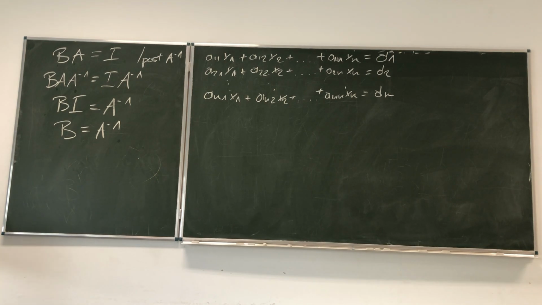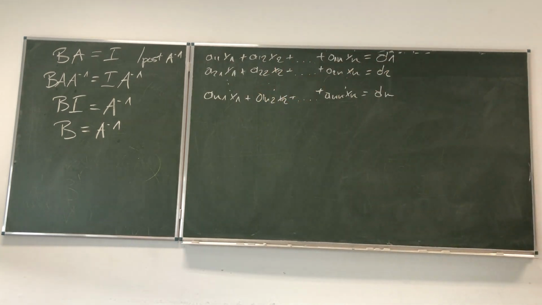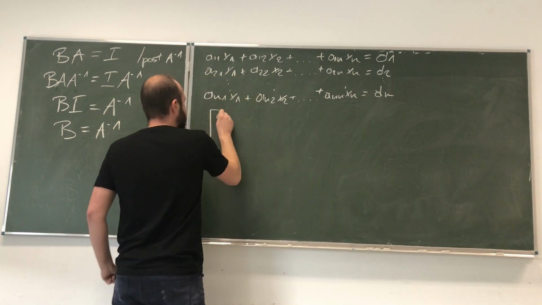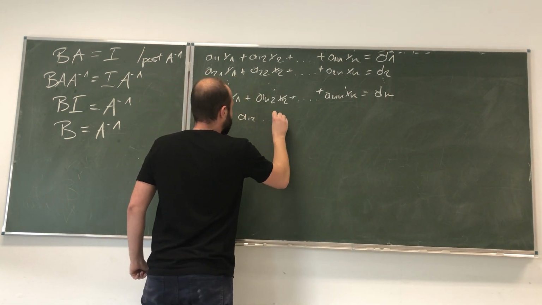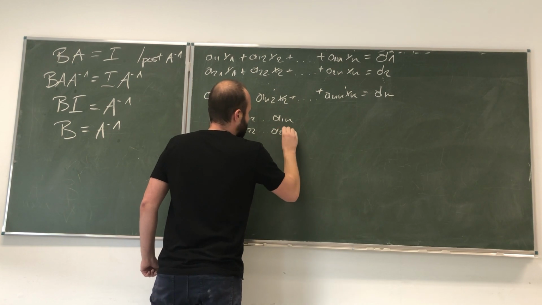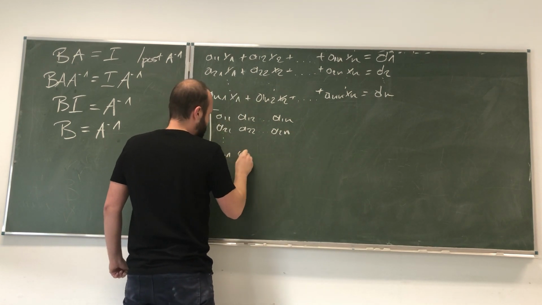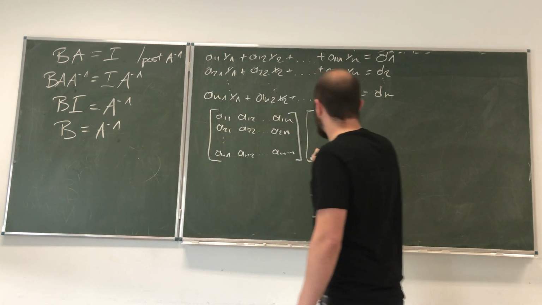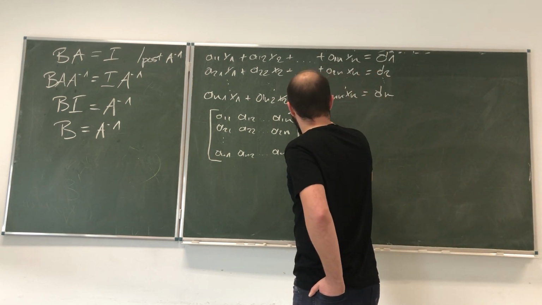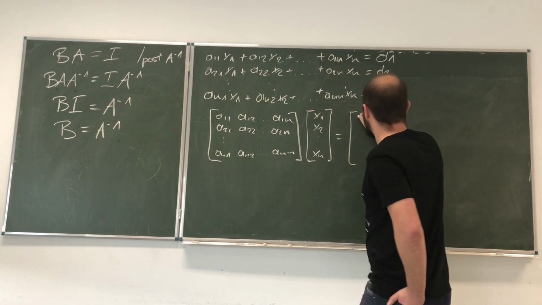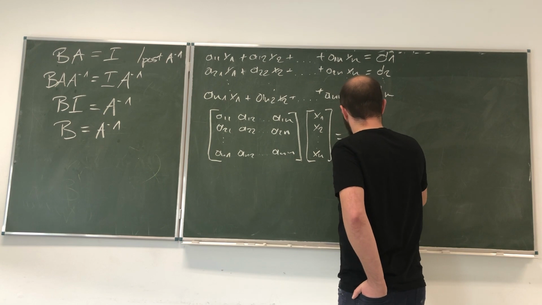Now we already know that we can easily write this system in matrix notation. So we will get the matrix of coefficients a11, a12 until a1n, a21, a22, a2n until an1, an2 until ann. And then we will have the vector of endogenous variables, x1, x2, and xn, and the vector of constant terms, or vector of exogenous variables, d1, d2, dn.